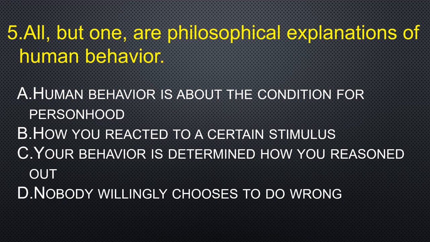Human behavior is about the condition for personhood. How you reacted to a certain stimulus is more of psychological. Your behavior is determined by how you reasoned out, so that is philosophical. Nobody willingly chooses to do wrong, that is philosophical. And letter A, human behavior is about the condition for personhood, so that is also philosophical. So it is not considered. That is letter B, because letter B is more of a psychological explanation of human behavior.